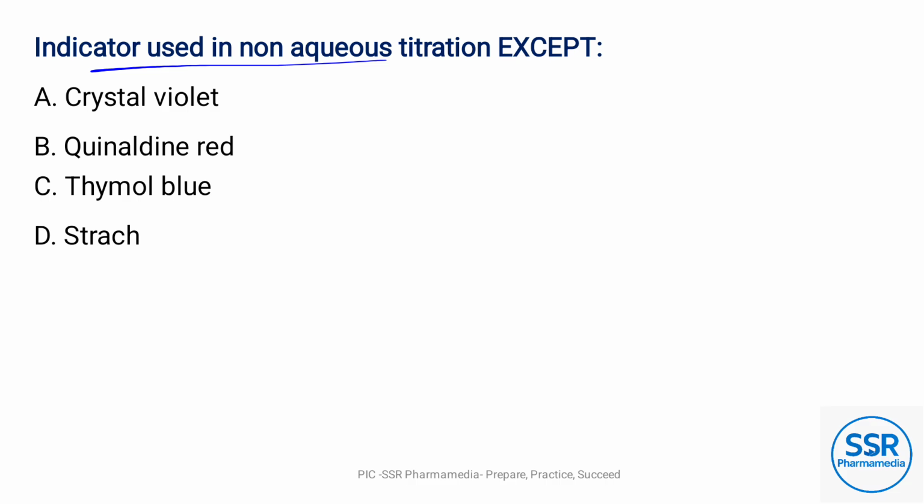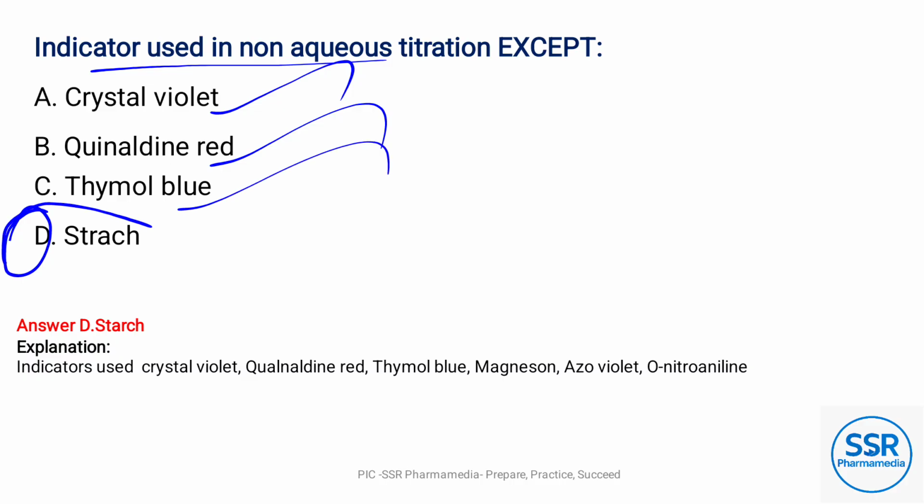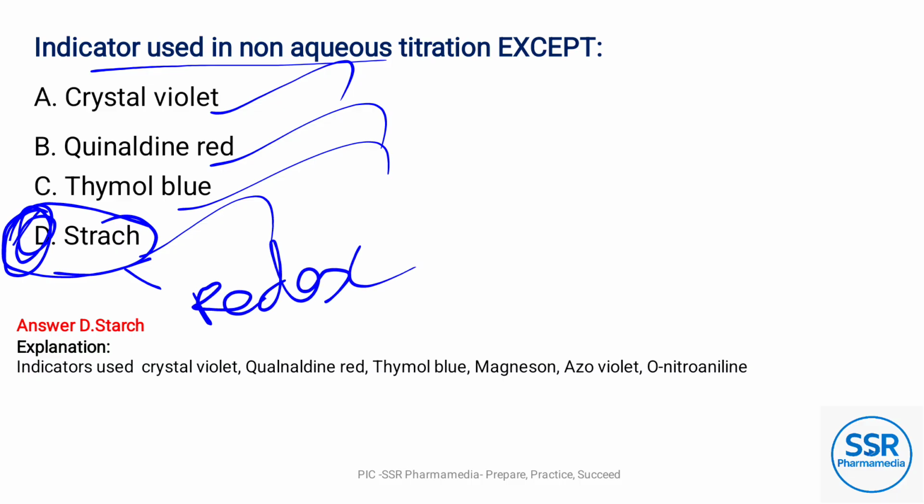Indicators used in non-aqueous titration, except starch. Crystal violet is used, quinaldine red is also used, thymol blue is also used. So starch is not used. The answer is option D, because starch is used in redox titration, not in non-aqueous titration. So these are all the indicators used in non-aqueous titration.